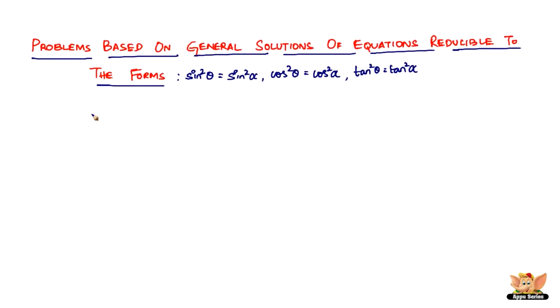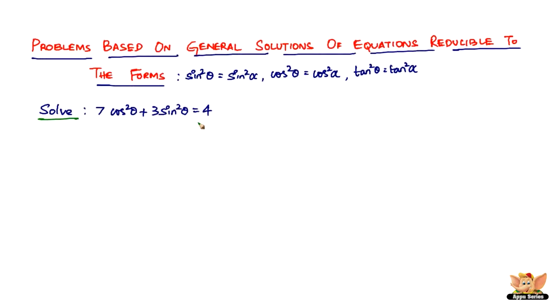In this video, let us solve problems based on general solutions of equations reducible to the forms sine square theta equal to sine square alpha, cos square theta equal to cos square alpha, and tan square theta equal to tan square alpha. Alright, so here we've got a question which says solve 7 cos square theta plus 3 sine square theta equal to 4.